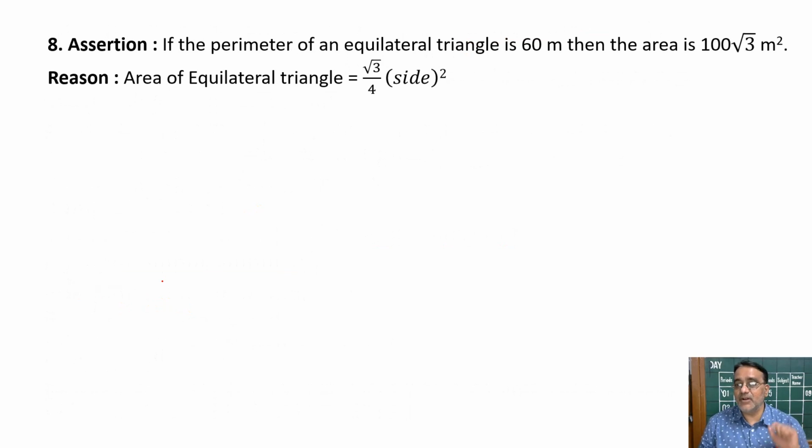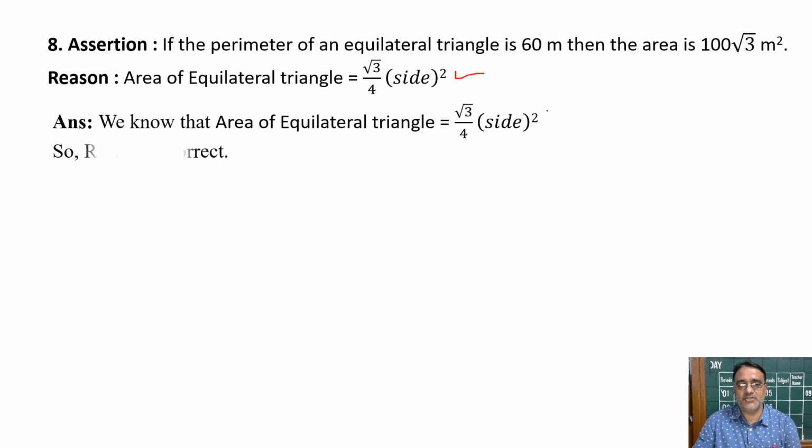If the perimeter of an equilateral triangle is 60 meter, then the area is 100 root 3 meters square. The reason is given, area of equilateral triangle is equals to root 3 by 4 side square. Whether the formula given in the reason is correct? Yes, sir. Right. That means reason is true. Correct. Right. Now we have to check for assertion.